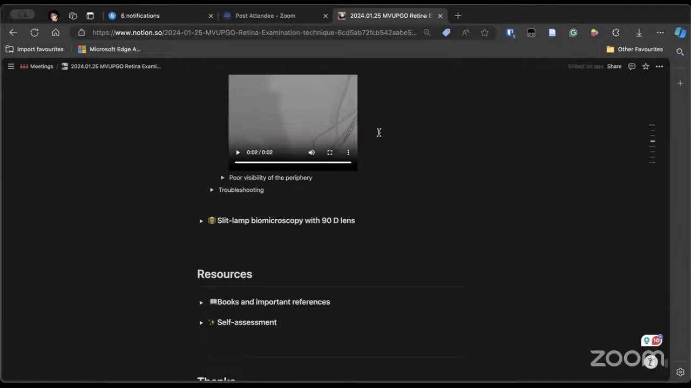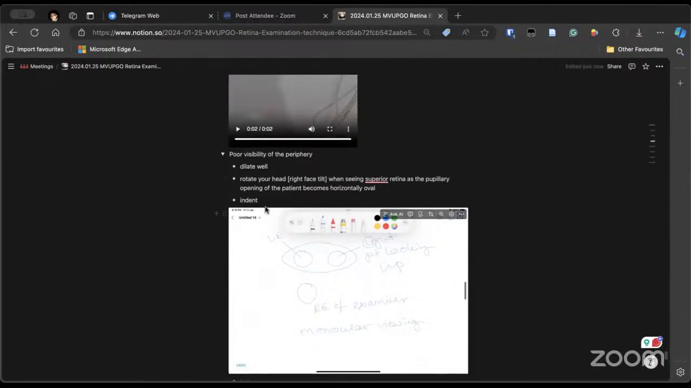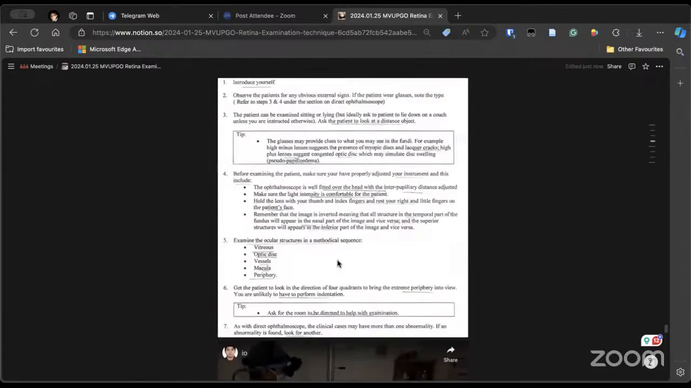Ask the patient to look to either side. And indentation, yes. Dilate well, do indentation, and you can rotate your head, what I said. Look at this. I rotated my head, a right face tilt. So what it does is, this is the pupil. The upper oval area is the pupil, and through that there are two round areas. One is my left eye, and the other is the light.